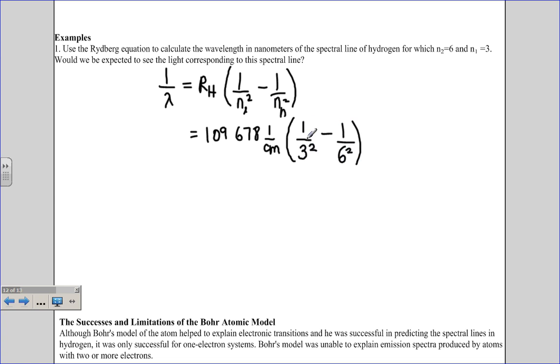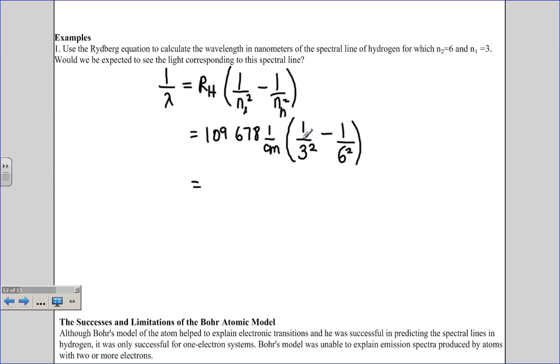Now you'll know whether or not you've done this step correctly based on the actual answer that you get. If you're getting a negative answer, that should be mysterious, because we can't have a negative wavelength ultimately. If you're getting a negative answer, it's because you've probably got these two backwards.